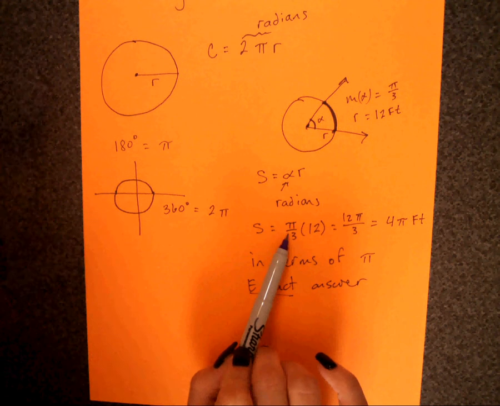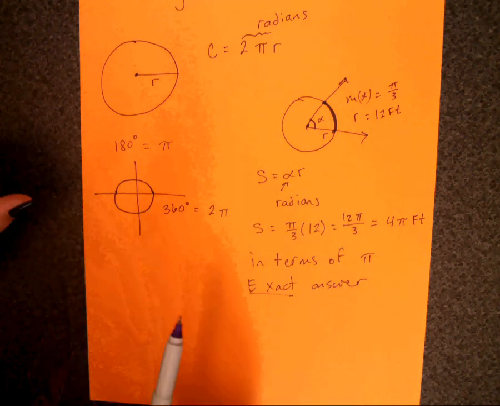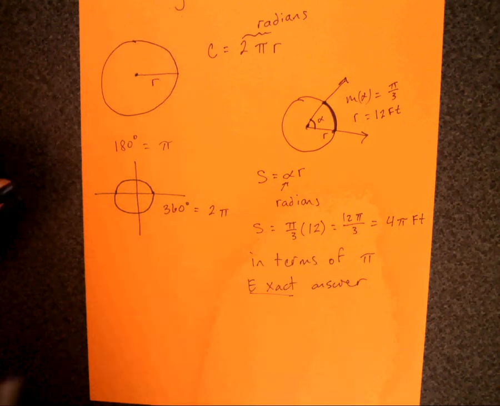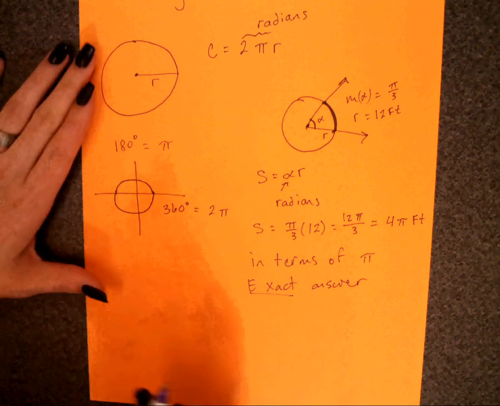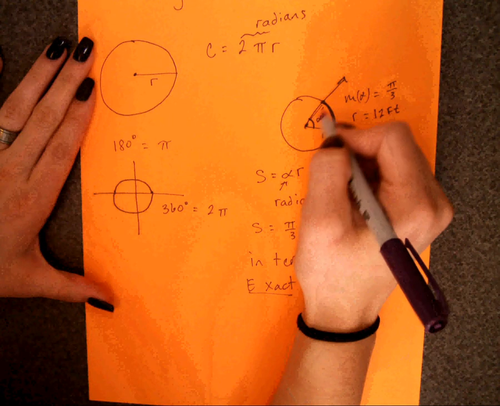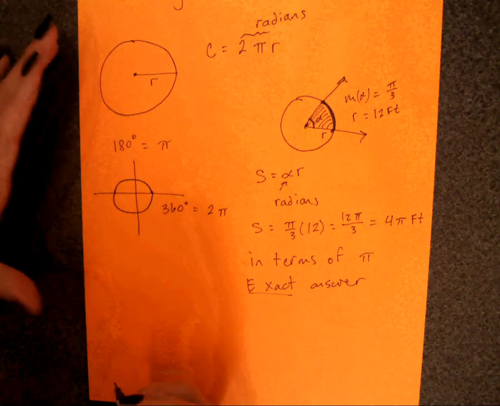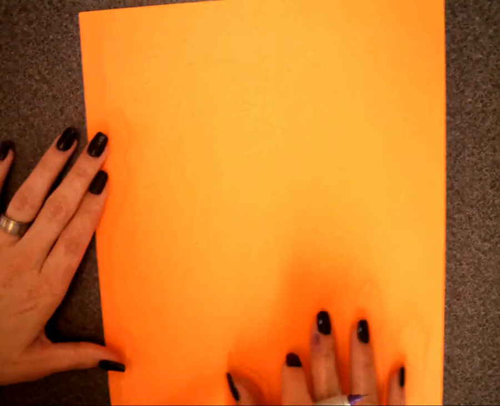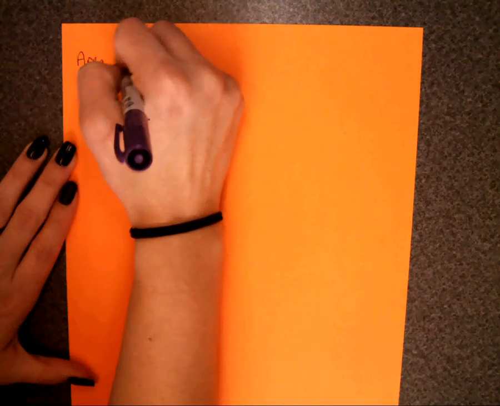I was already in radians, so I didn't have to convert, but if it is in degrees, you'll need to convert like we looked at just a few minutes ago, and then multiply it times the radius. So that is arc length. We can also find the area of this little section of our circle. That section we'll call a sector. So finding area of a sector. Again, very similar to area of a circle.